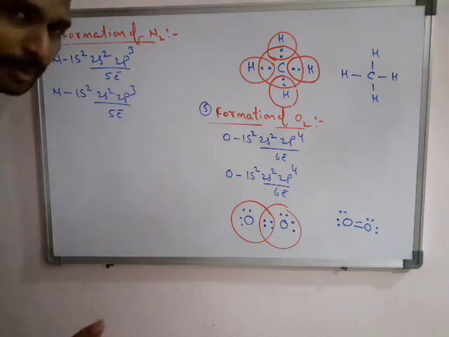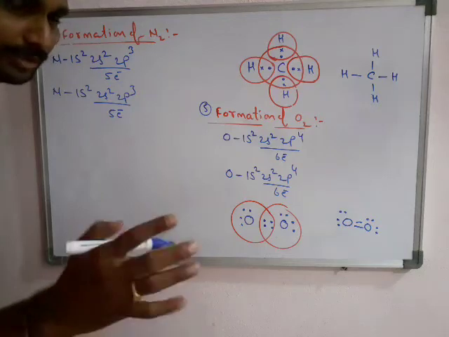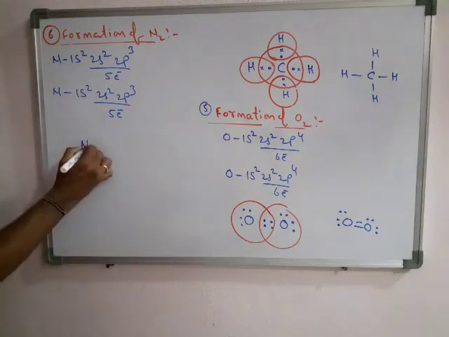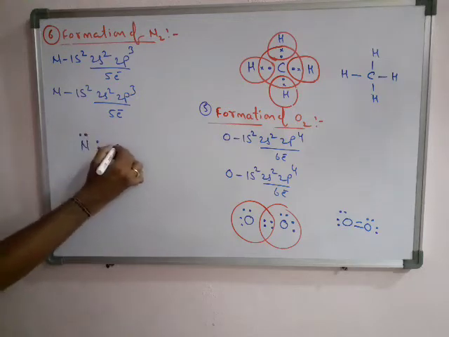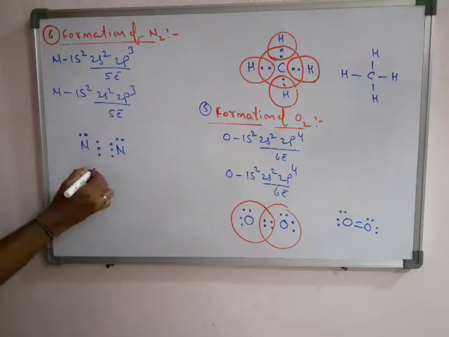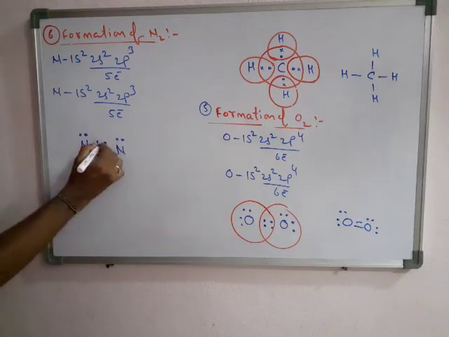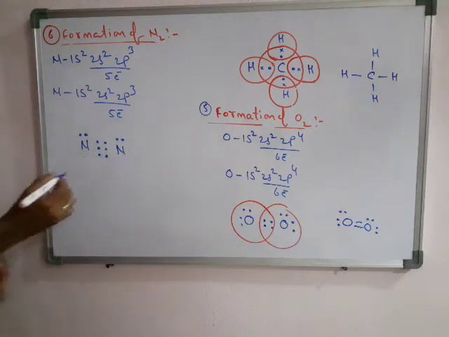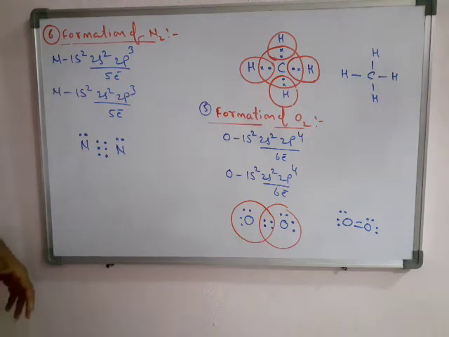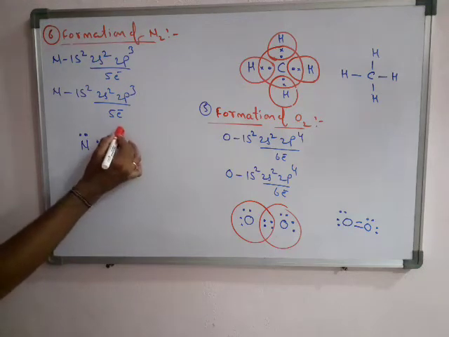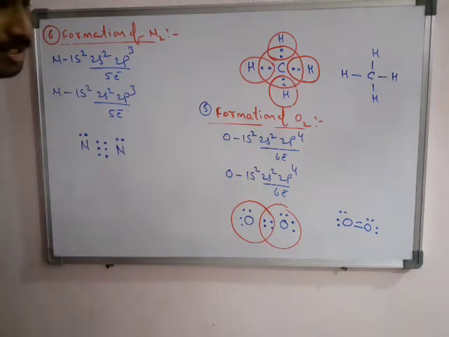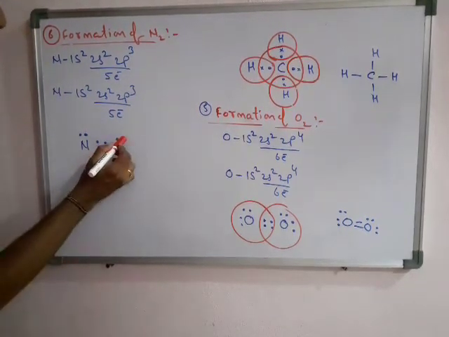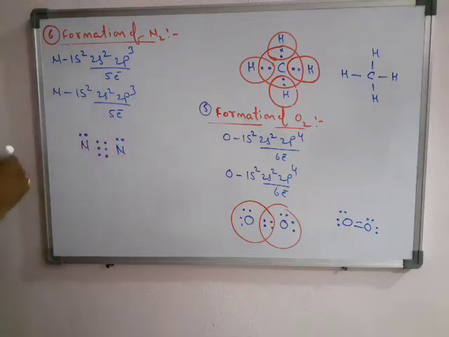3 electrons are needed, so each one must contribute 3 electrons. 1, 2, 3, 4, 5 of one nitrogen. 1, 2, 3, 4, 5 of the other nitrogen. So both share those electrons. Where you write the pair, on the right side, upper, or downwards, is totally your choice. There is no specific condition for writing this position of electrons.